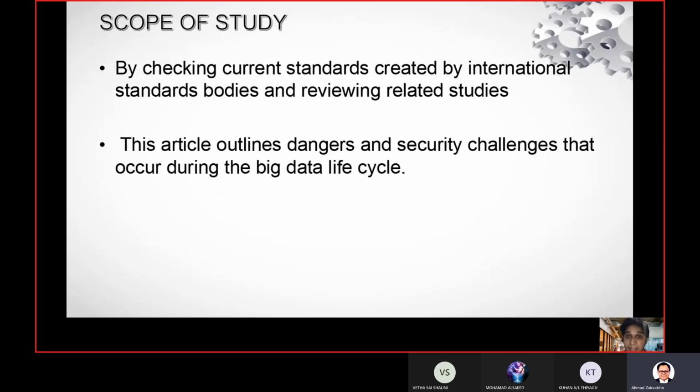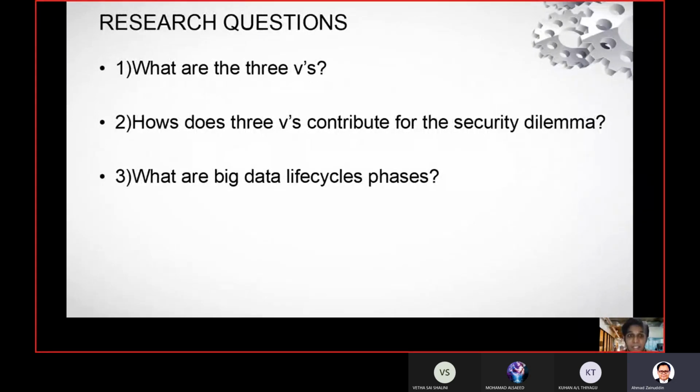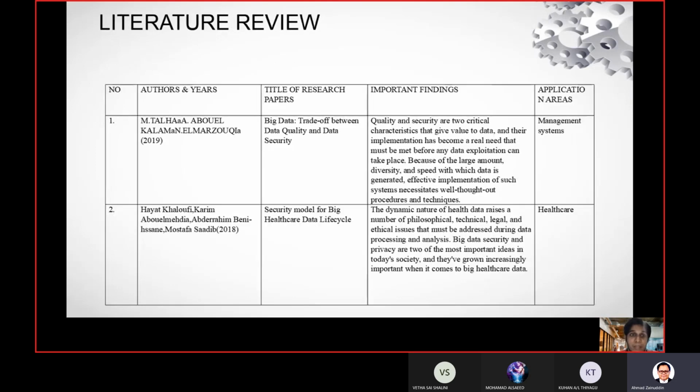Scope of study. By checking current standards created by international standards bodies and reviewing related studies, this article outlines dangers and security challenges that occur during the big data life cycle. Research questions. There are 3 research questions. First one is, what are the 3 V's? How do the 3 V's contribute to the security dilemma? What are the big data lifecycle phases?